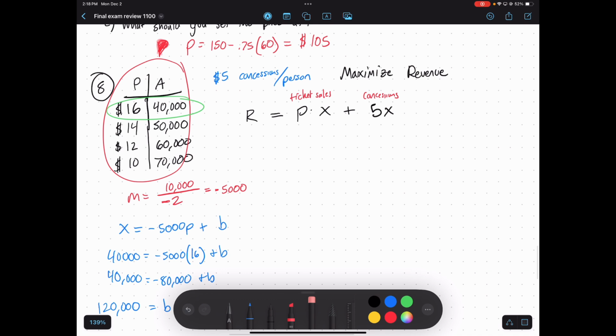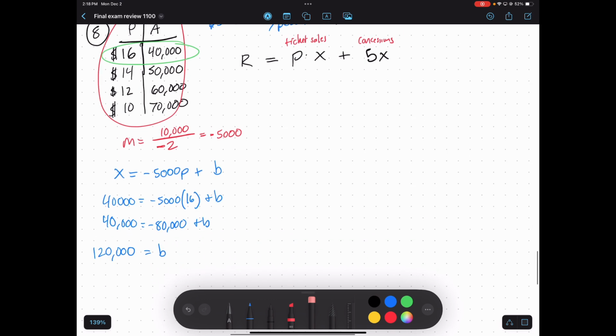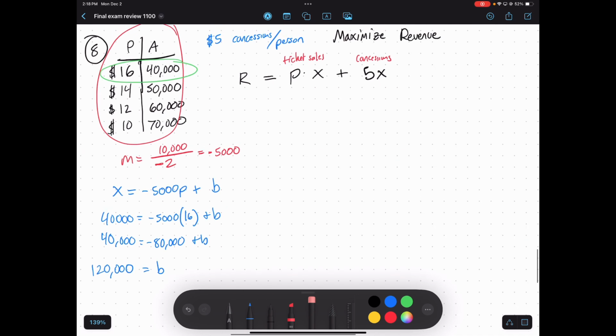You could use point slope form. I could also just keep using the table. Just keep going down on your table. Make a really big table that goes all the way to 0, and that'll also get your y-intercept. But regardless, there's my linear equation.